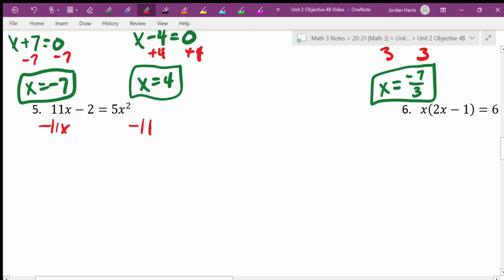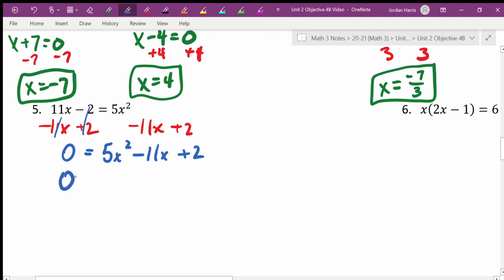So I'm going to move 11x over and 2 over, right? Minus 11x plus 2, the opposites, because that makes 0 on the left. So I get 5x squared minus 11x plus 2. Make sure you are only combining like terms. This is an x squared and x and no variable, so they are unlike.